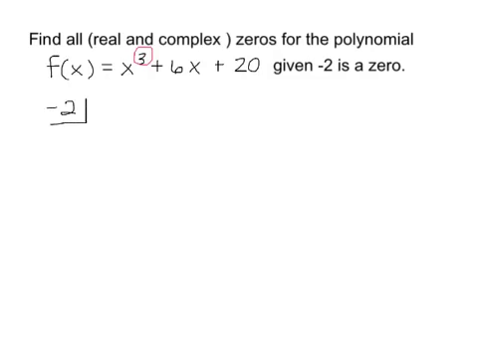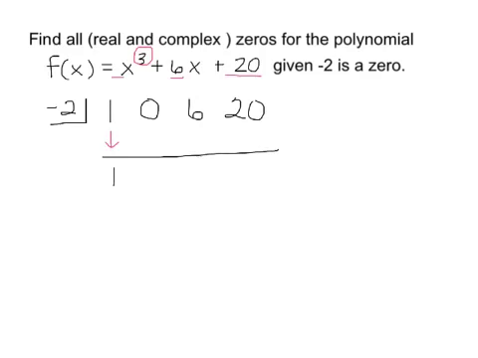And then we'll take the lead coefficients of each of the terms in descending order, but notice that we have 1x to the third, but no x squared, so we have to put a 0 as a placeholder, then our 6, and then our 20. So those are the coefficients. Then we skip a line, draw a line, and we start by bringing our 1 down below the line. So now we're ready for our synthetic division.